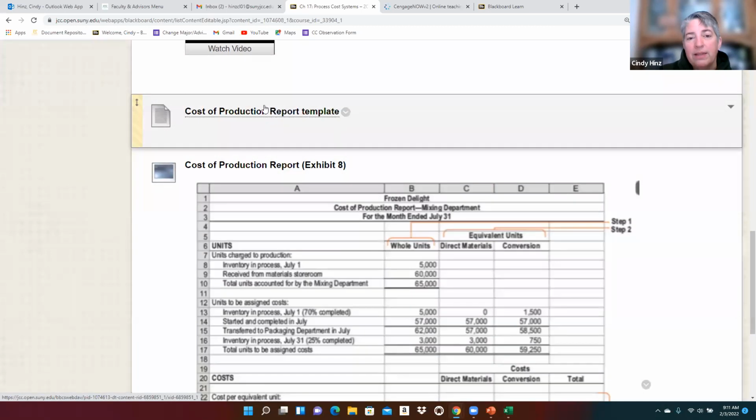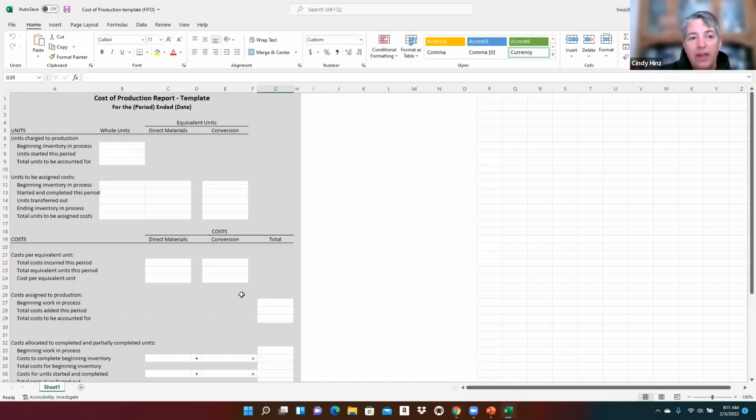There is an Excel file linked here, the cost of production report, and that is this right here.